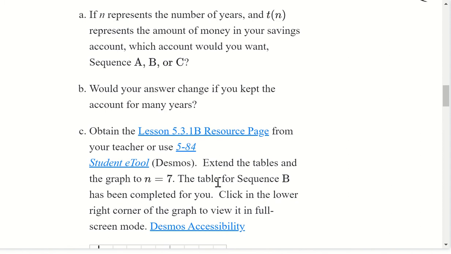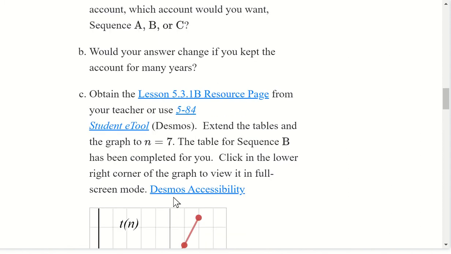The next thing says, obtain this resource page. You're not going to do that. You can go back to your original Desmos graph, and for part C, you can extend it out to T of 7 in Desmos.